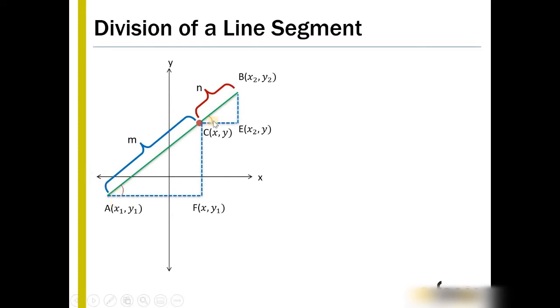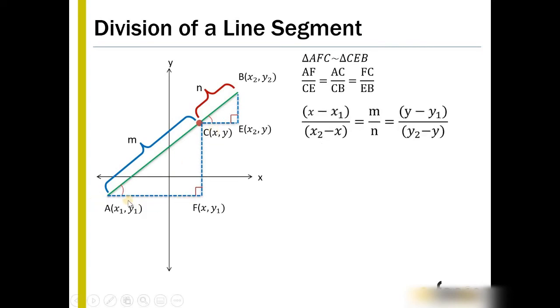Then this angle here and this angle here are the same because they're corresponding angles. And these two triangles both have a right angle. So the triangles must be similar because all the angles in one triangle are the same as all the angles in the other triangle. So triangle AFC is similar to triangle CEB. We're now going to try and use this fact to come up with a general formula for the coordinates C (x, y). Because the triangles are similar, we can write down that the ratios of the sides are equal.